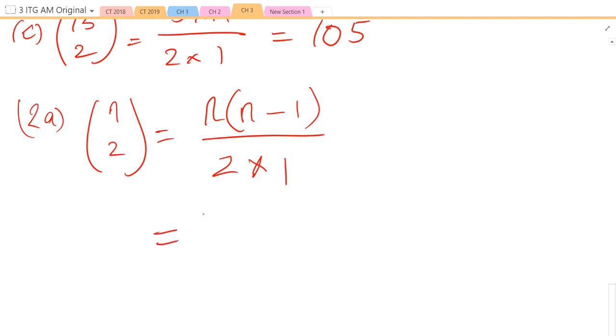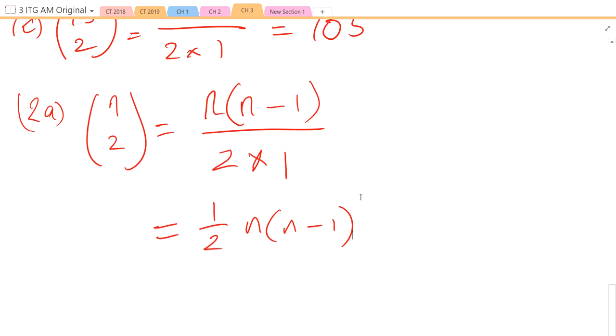Okay, I can simplify a bit, right? Half n times n minus 1. Same one, right? 2 times 1 in the denominator is simply half. Just remove the multiply by 1. Okay, now your turn, try it. 2b.